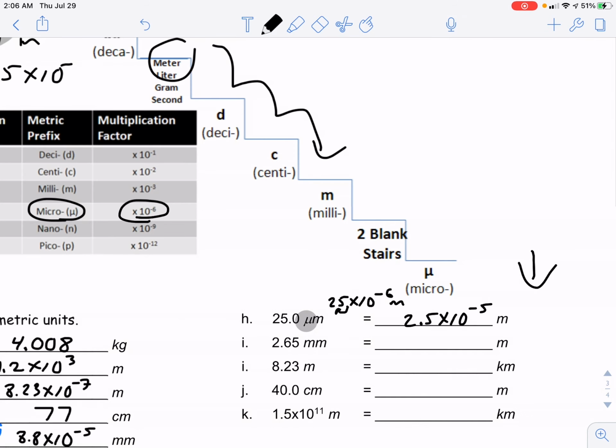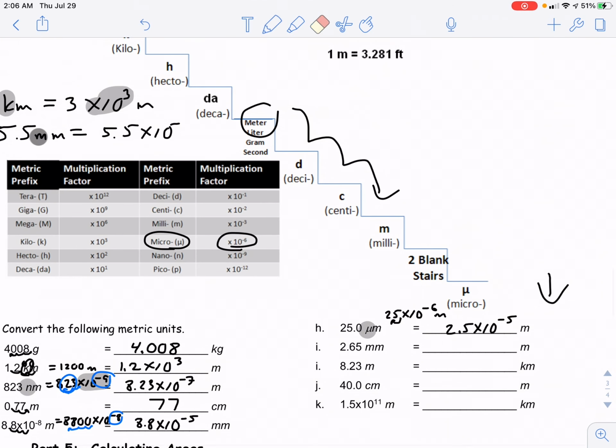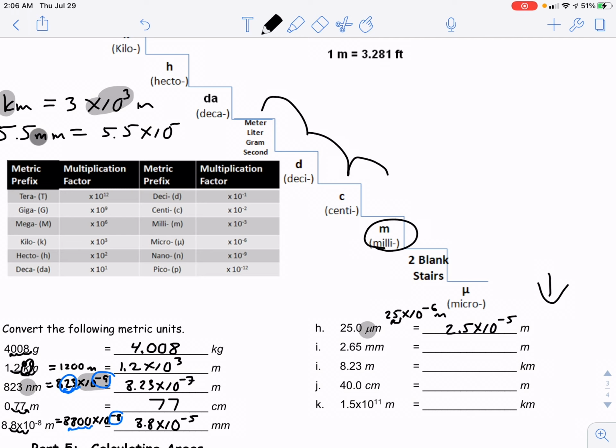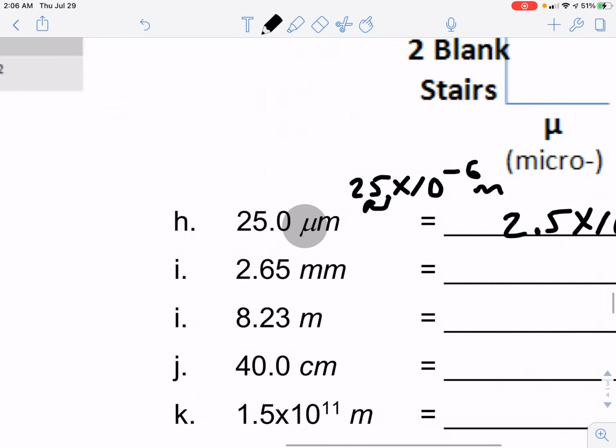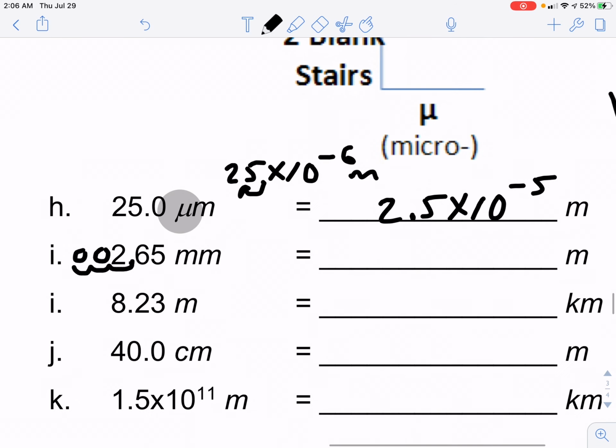2.65 millimeters is how many meters? Milli is down here. I'm going to go up 1, 2, 3. Notice I never start on the staircase that I'm originating from. I always start on, of course, the next one. So I moved up 3 stairs, which means I moved the decimal point to the left 1, 2, 3. And 2.65 millimeters is 0.00265 meters.